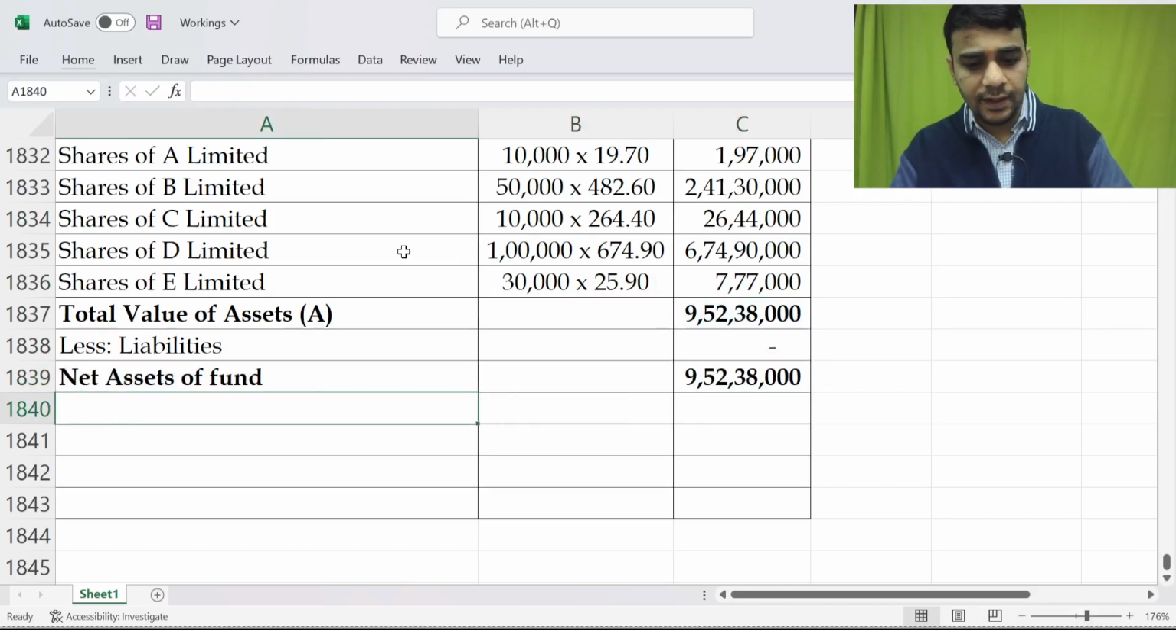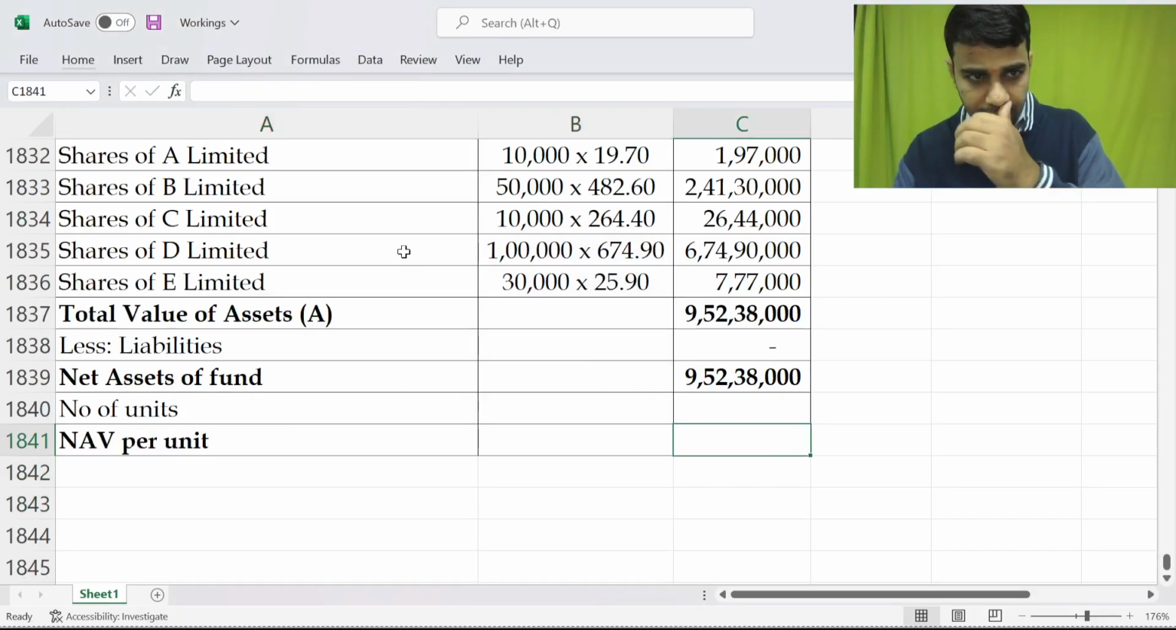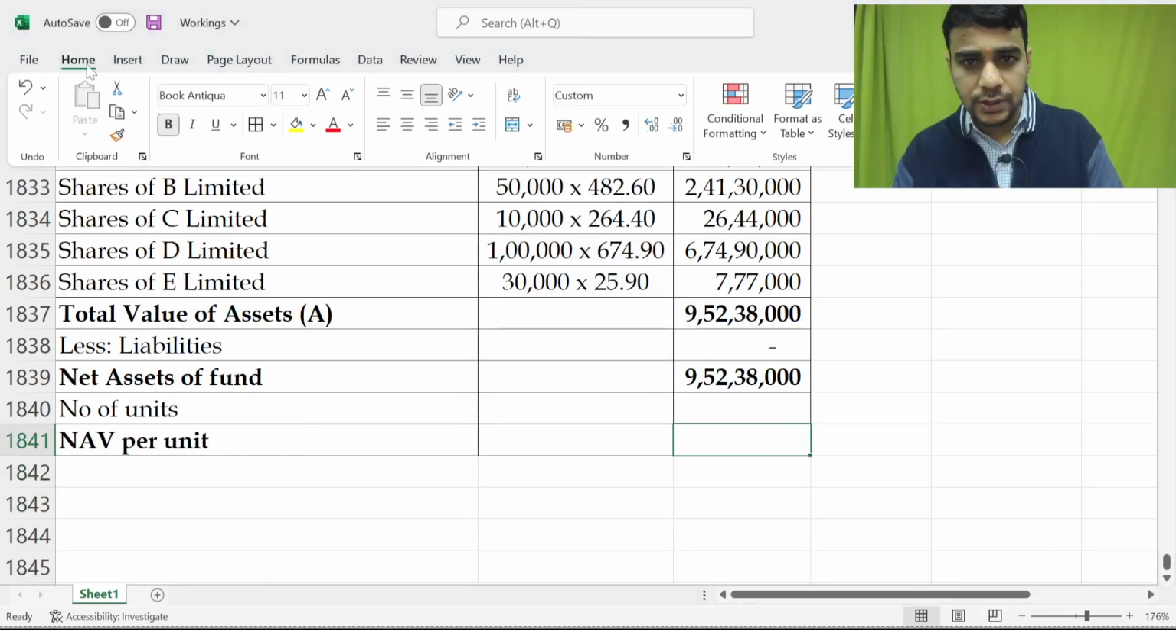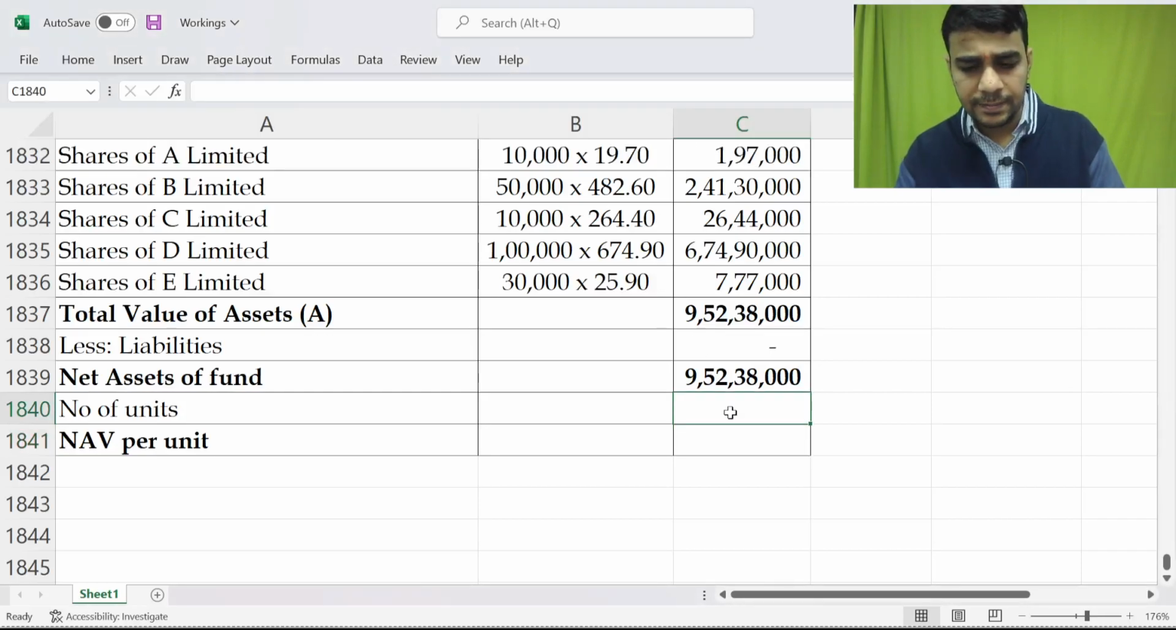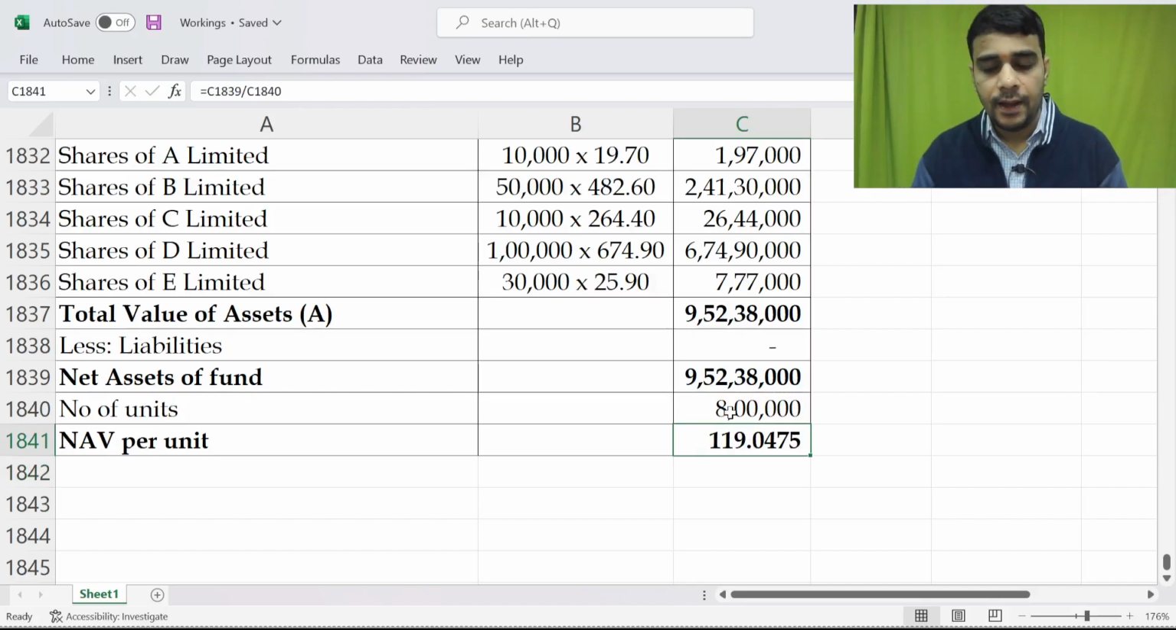Net assets of fund, divided by number of units, gives NAV per unit. How many units are there? 8 lakh. 119.0475. That's the NAV.